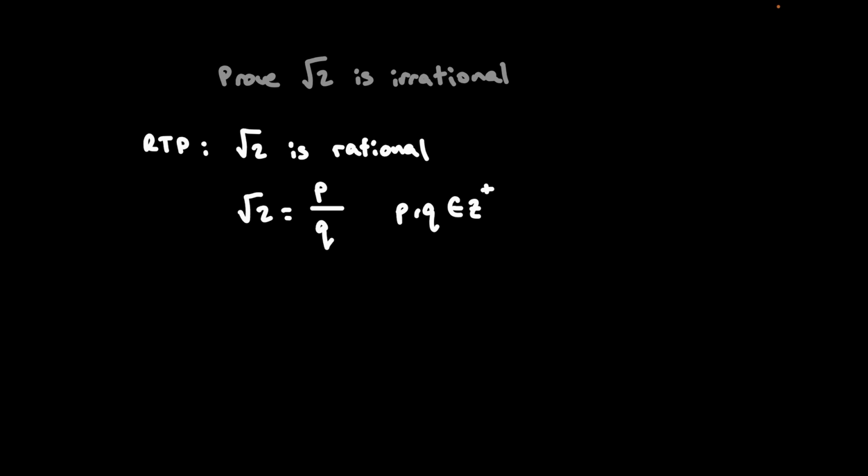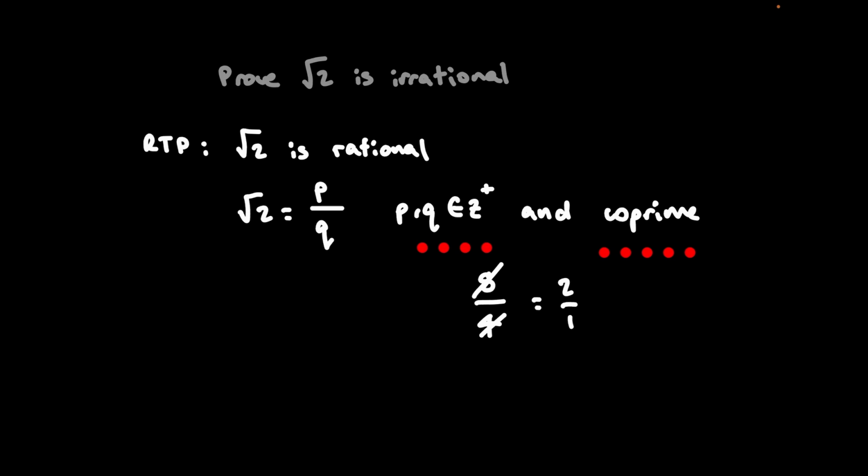We're also going to say that p and q are coprime. What coprime pretty much means is q and p share no factors whatsoever, no prime factors whatsoever, more specifically. So there's no situation where I'd get 8 divided by 4, and I can cancel these out to get 2 divided by 1. I'd never get something like this.